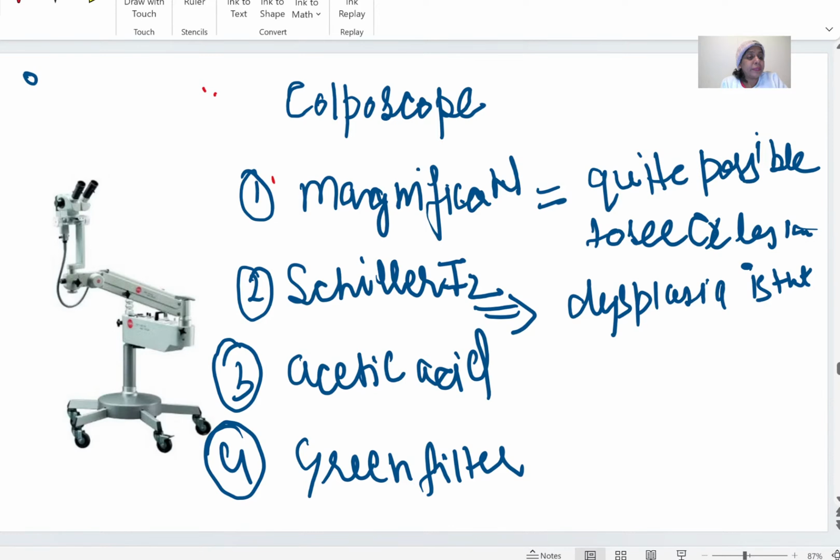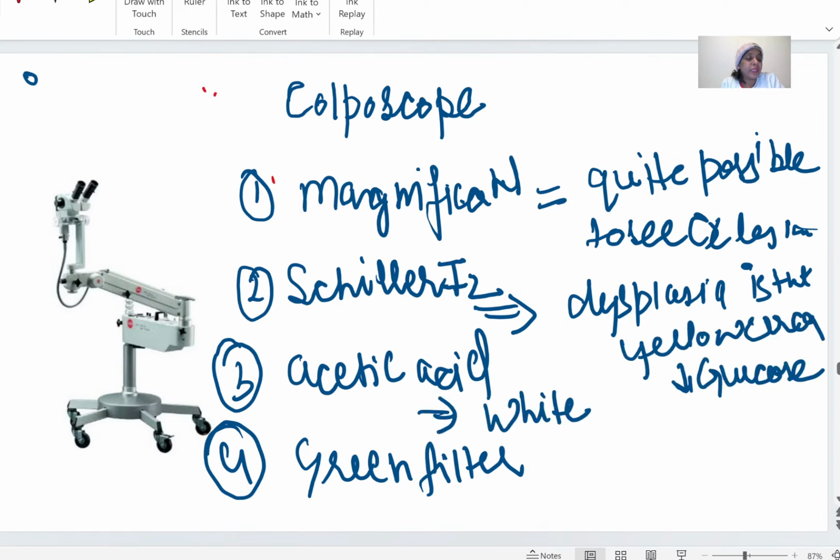Okay, if dysplasia is present in the cervix and we apply acetic acid, then the dysplasia area changes to white, because in the dysplasia area there is a lot of DNA and RNA.